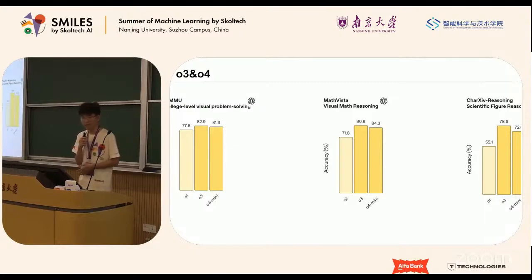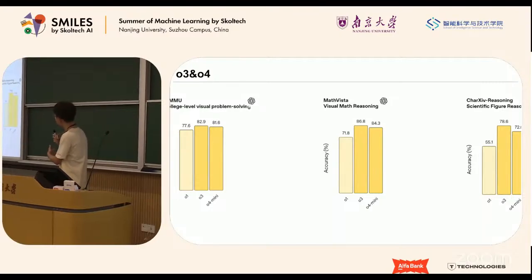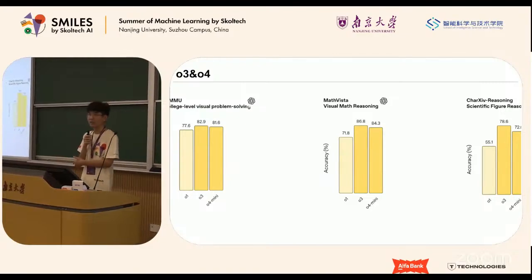For multimodal tasks, O3 and O4 mini also demonstrate strong reasoning capabilities. On the college-level visual problem-solving benchmark MMMU, O3 achieves 82.9% accuracy. It also showed similar performance on math benchmarks and chart reading, outperforming the O1 model.